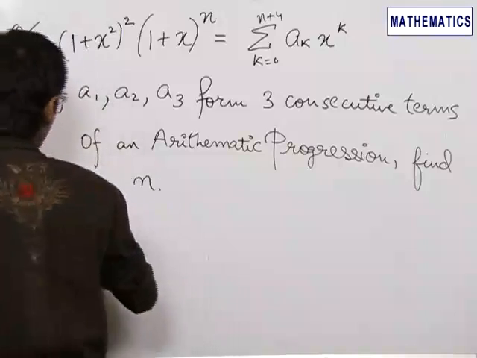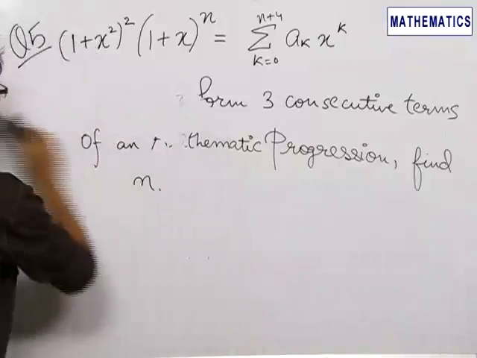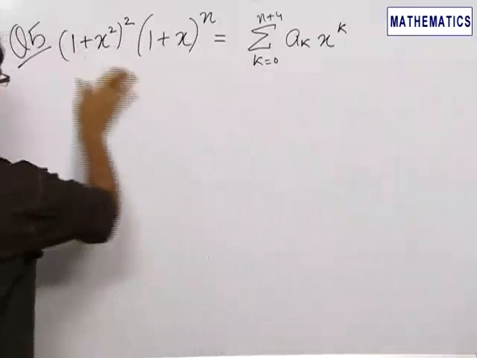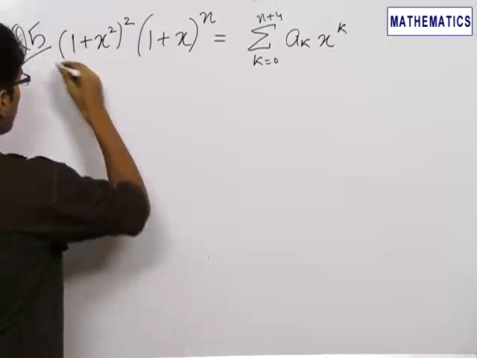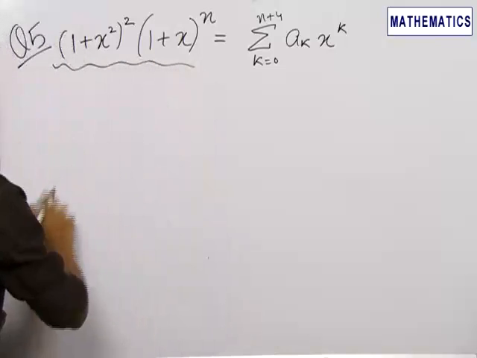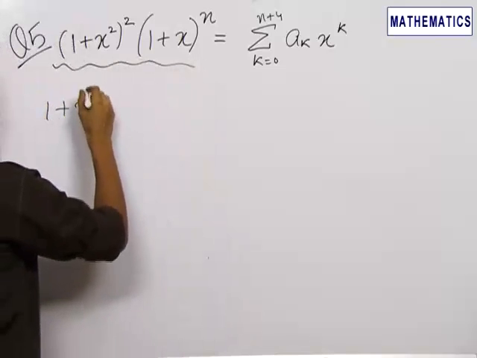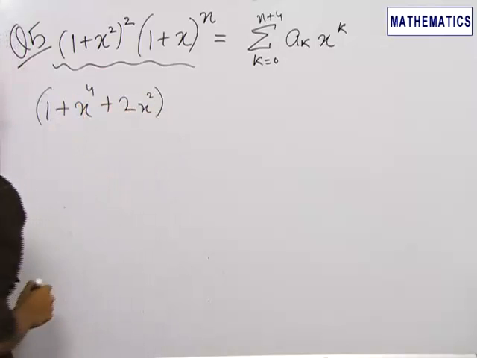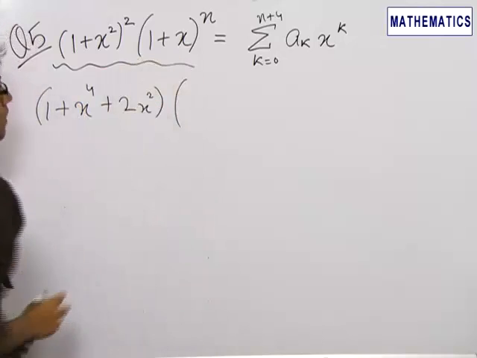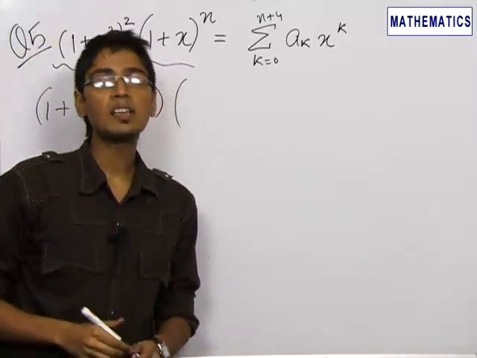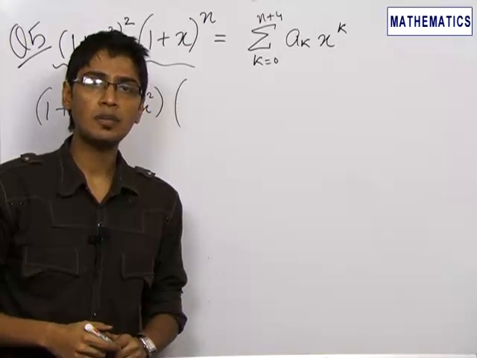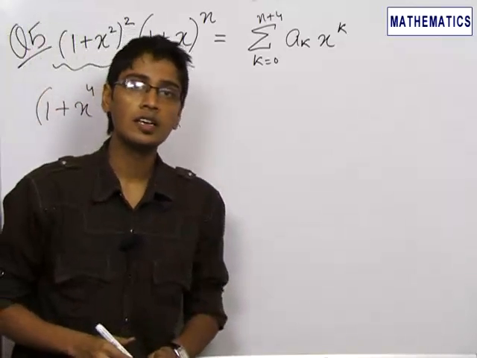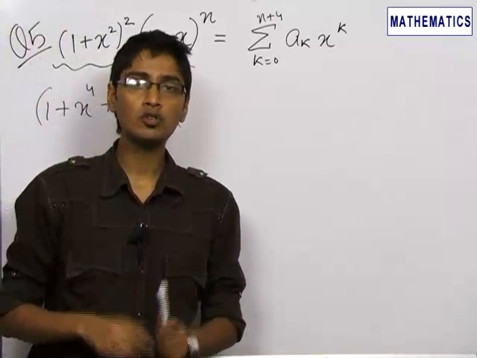Now, in order to proceed with this problem, what we first do is open the brackets and write the LHS more clearly. What we get is (1 + x⁴ + 2x²) into the expansion of (1 + x)^n, which is equal to nC0 + nC1 x + nC2 x² up till nCn x^n. This is the most basic and the most general expansion in the chapter of binomial theorem, which all of you should remember.